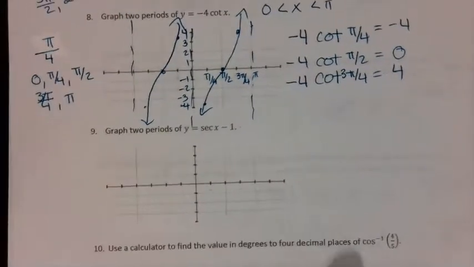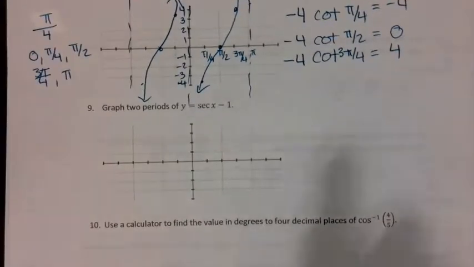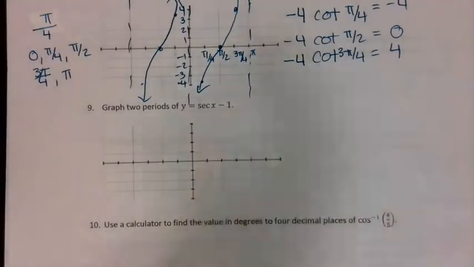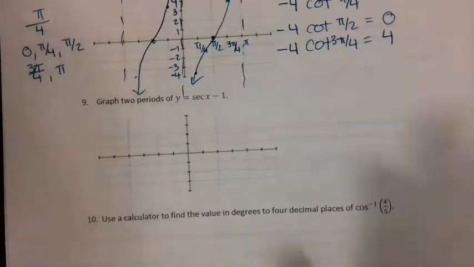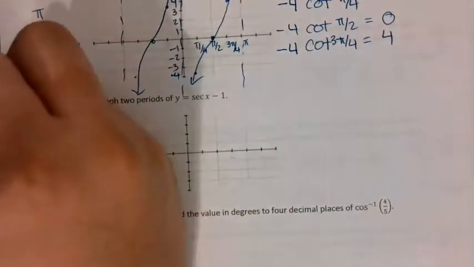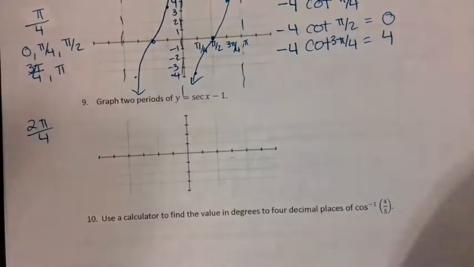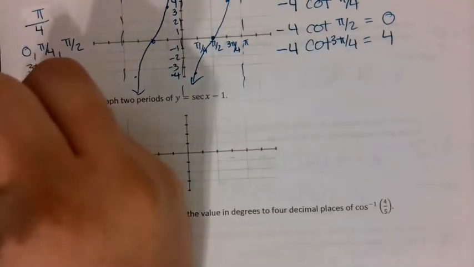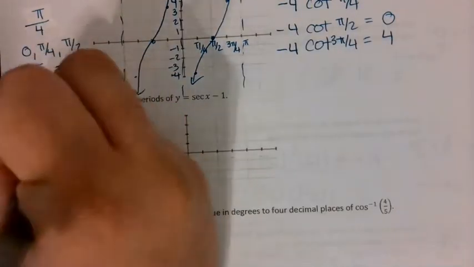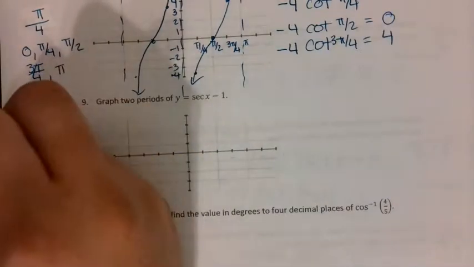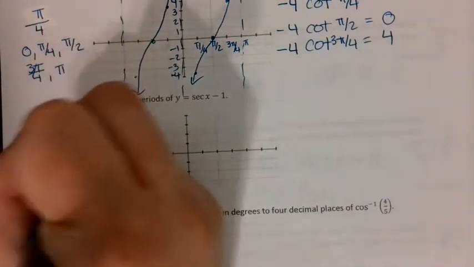Okay. On number 9, there's no change with the x. This is at the end, so it's shifting it up and down. It's the inverse function of cosine. So what I want to do is graph cosine first and find my key points. So it's going to be 2 pi divided by 4. I have 0, pi halves, pi, 3 pi halves, and 2 pi.